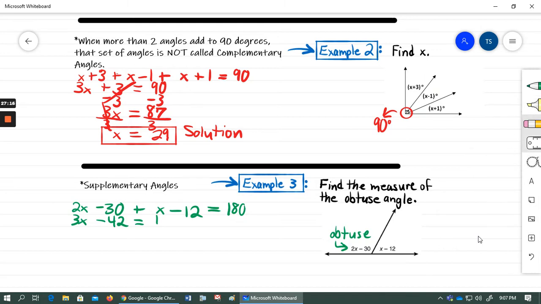Okay. All right. So let's do this, y'all. Equals 180. All right, and so let's add 42 there. When we add 42, we get 222.